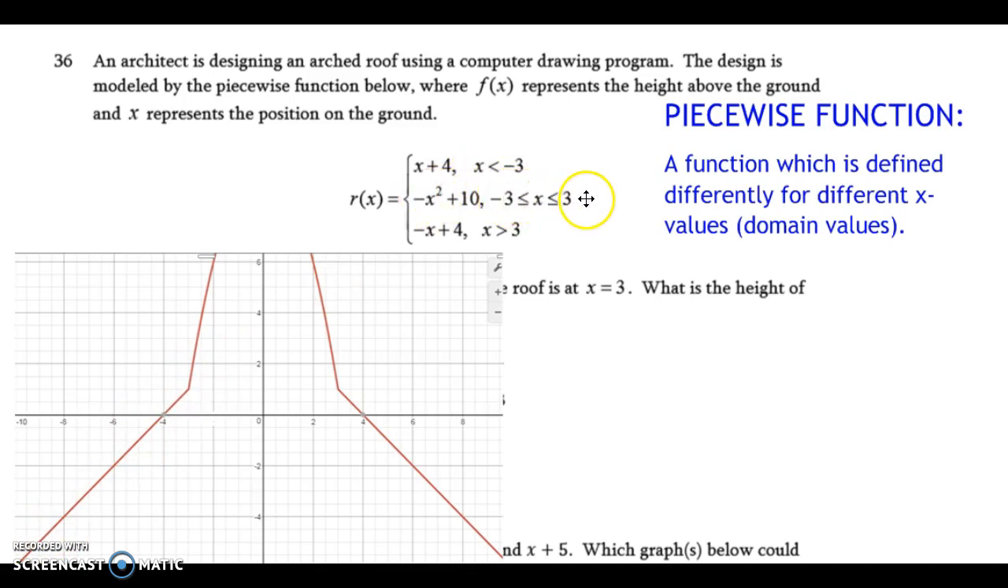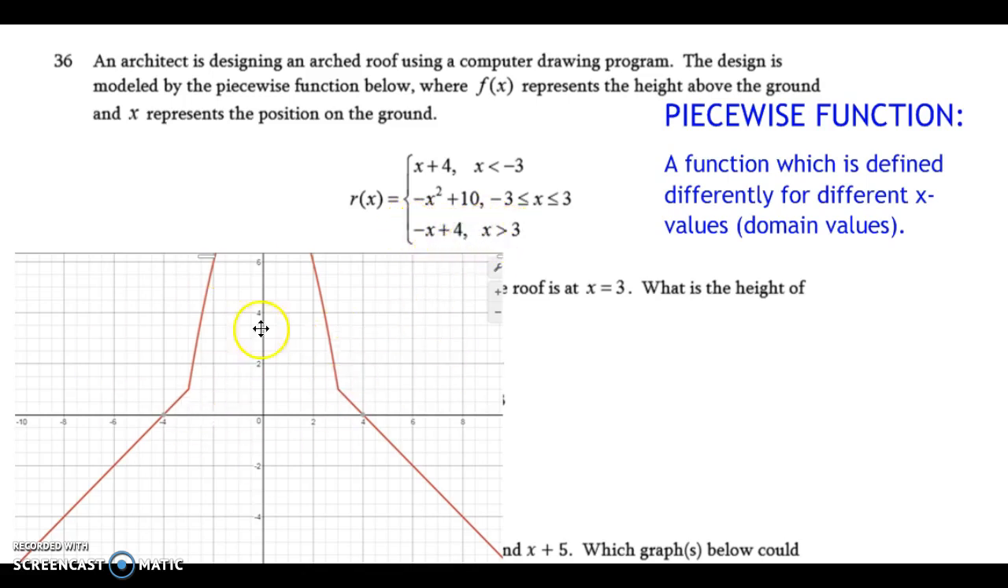From negative 3 to 3, from here all the way to here, it's a curved function, a parabola, which goes a little bit higher than the graph shows. And then when x is larger than 3, from here upwards, and upwards we're talking about upwards in the x direction here, it looks like a linear function with a negative slope.